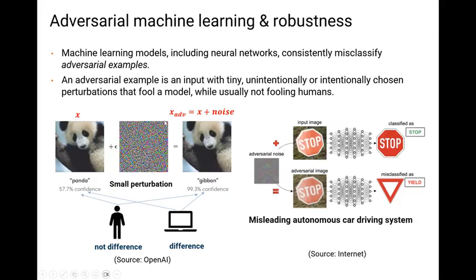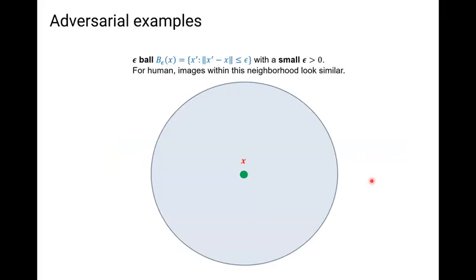So it may not be a big problem that a machine may misclassify a panda image, but it will be a big problem if your model is used in autonomous driving and it is used to classify what kind of road sign it has seen. For example, if you misclassify a stop sign as something else, that could be a big mistake, or cause a car accident.